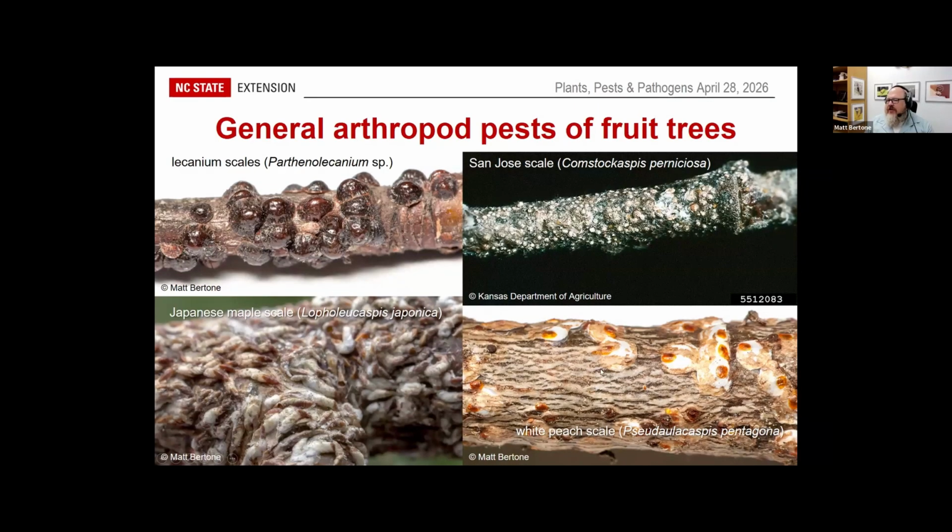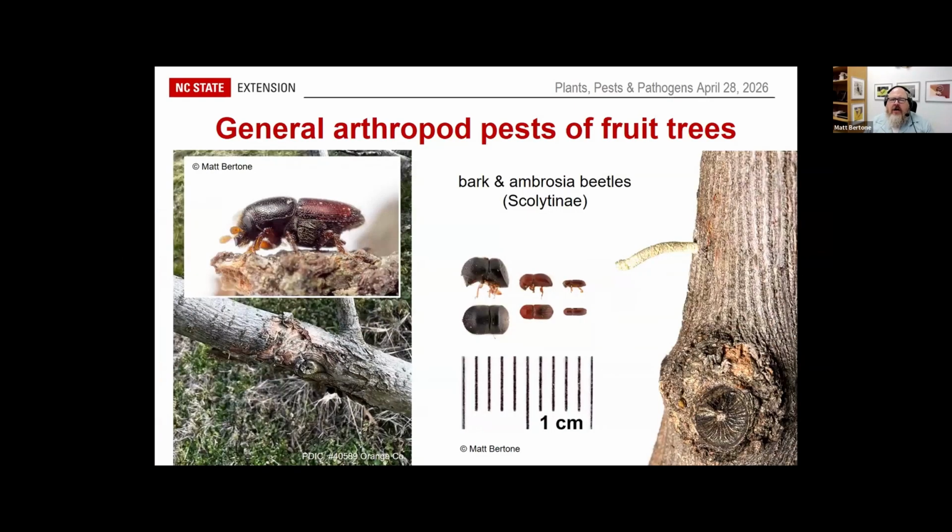White peach scale can get on other types of plants. In fact, it's also called mulberry scale, but many of these have a very broad host range. And so armored scales and some soft scales can be a very big problem of these plants. Bark and ambrosia beetles. So these are secondary insects. They are attracted to dead and dying plants, and so they're more of a sign that something's going on.